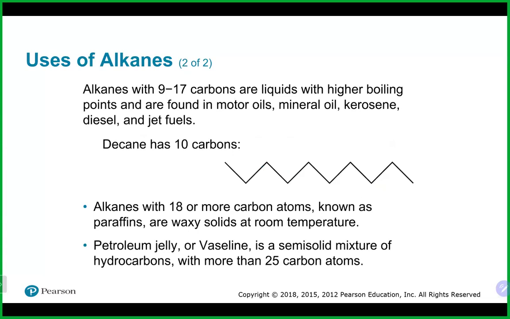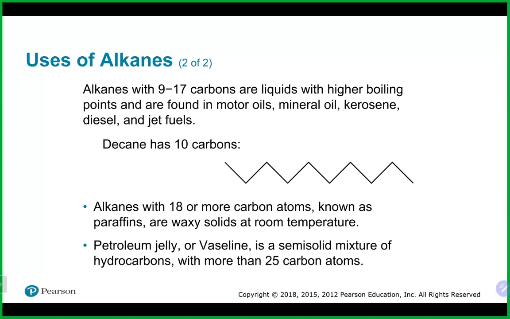Alkanes with 9 to 17 carbons are liquids with higher boiling points, like stuff you find in motor oil, mineral oil, jet fuel. Decane has 10 carbons. Alkanes with 18 or more are more like your waxes and parafilms. And 25 or more, you get into things like Vaseline, petroleum jelly type of things. These are things that are non-polar.